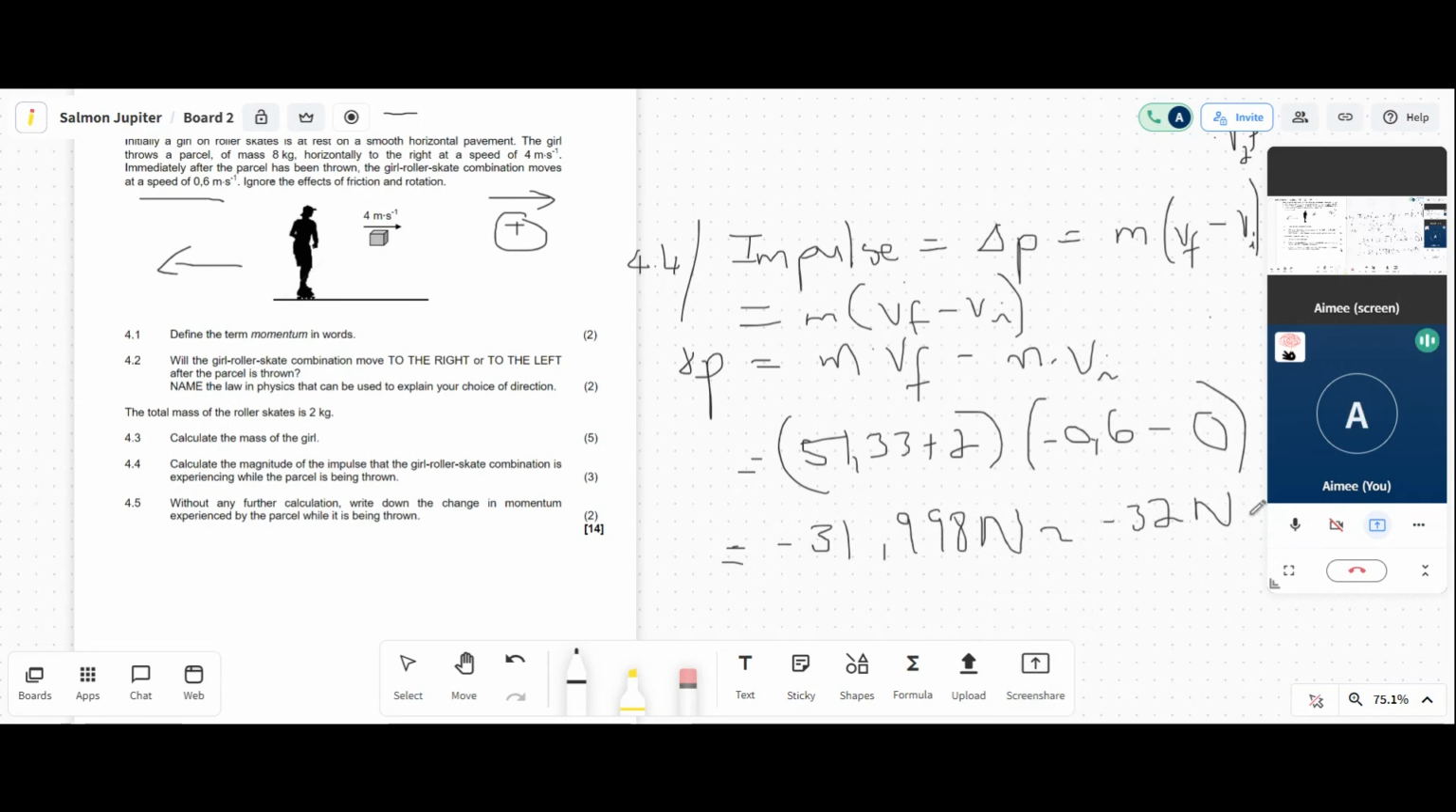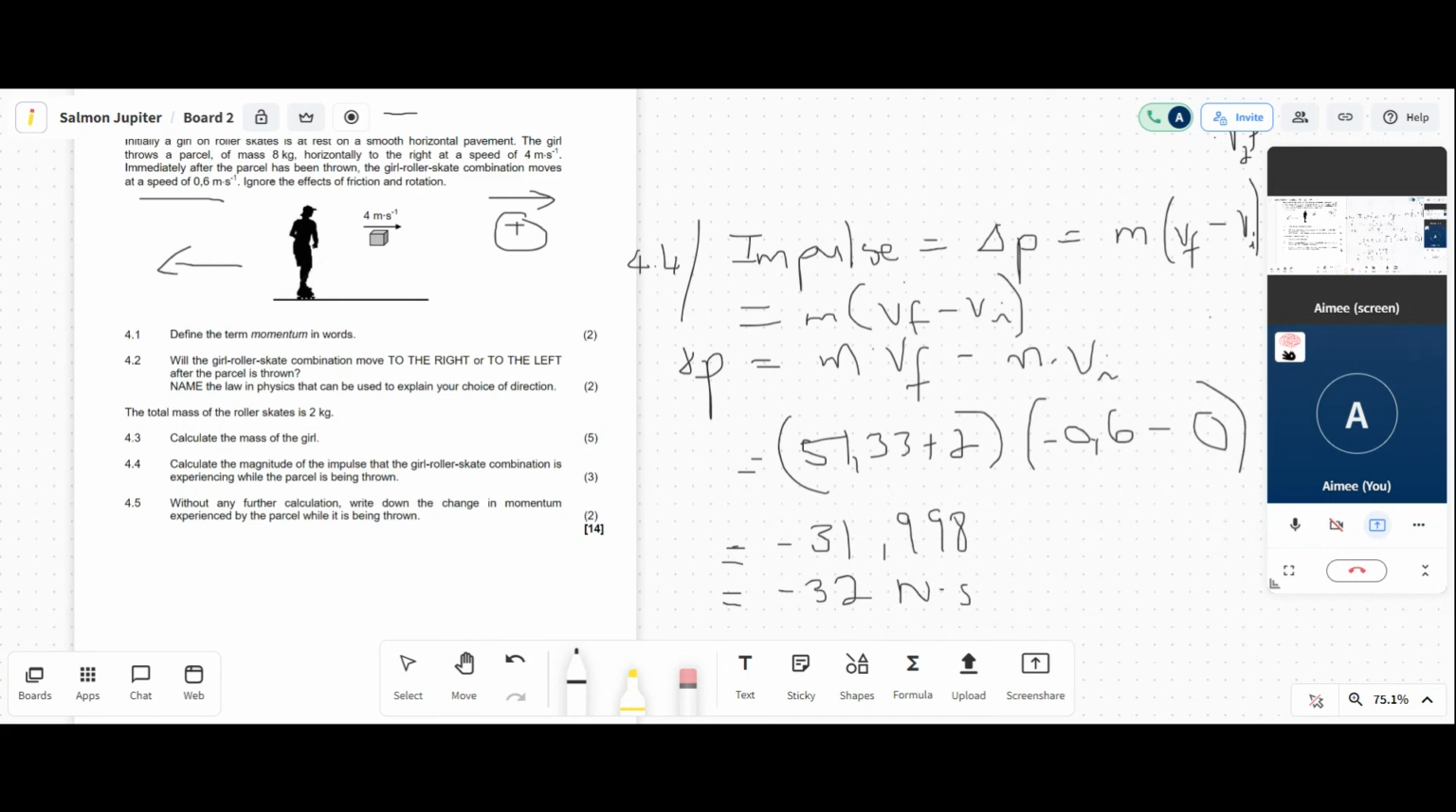And just remember, you need to focus on your units. So let me just fix this unit here quickly. I'll say equals negative 32, and impulse is measured in newtons per second. Sorry, not newtons, but newtons per second. Okay. Very important that you get your units correct.